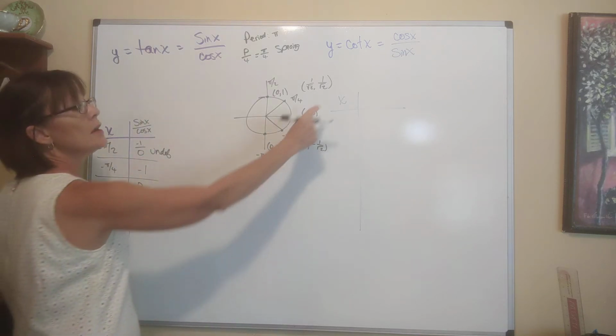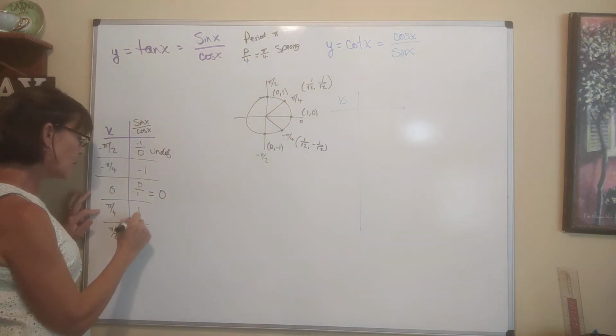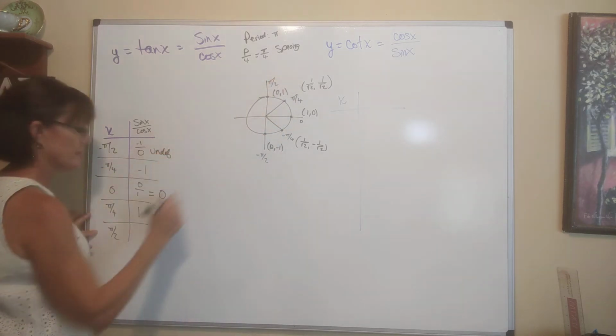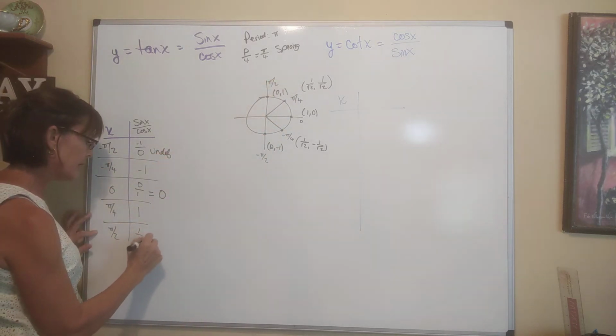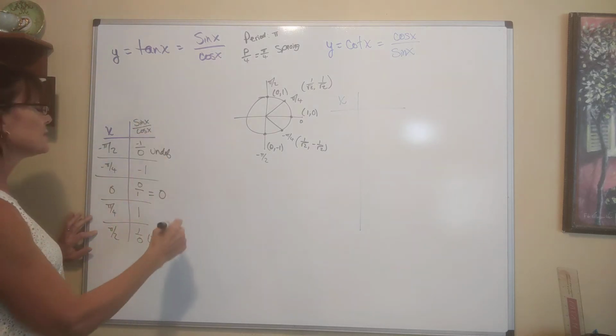Pi over 4, 1 over the square root of 2 divided by 1 over the square root of 2 is going to give me a positive 1. And then pi over 2, sine 1 divided by 0 is undefined again. Undefined again. That's what I get. So this is my tangent graph.